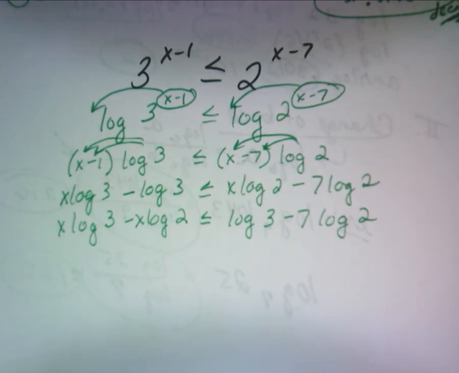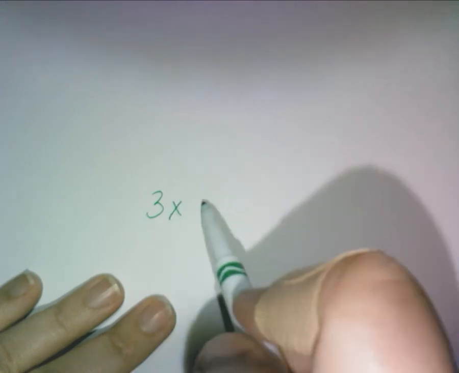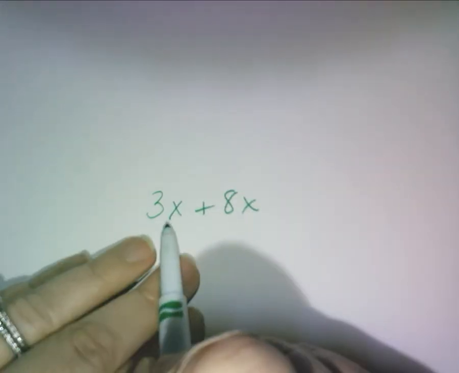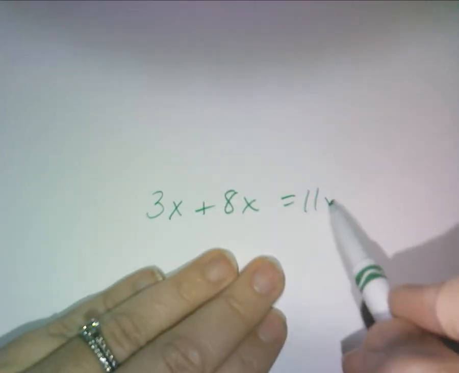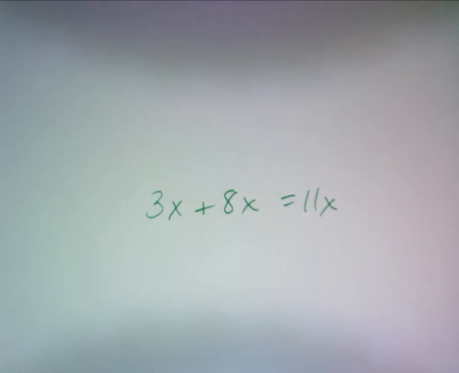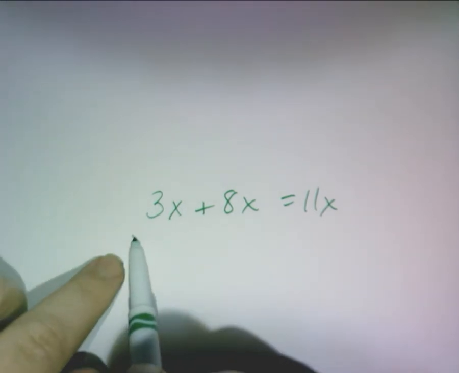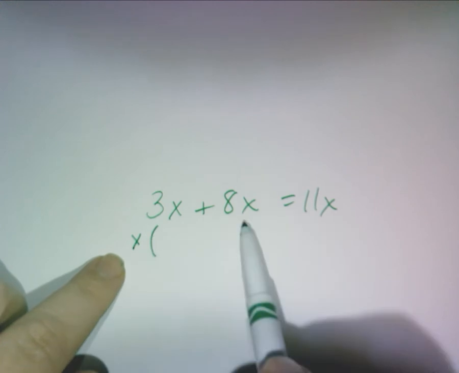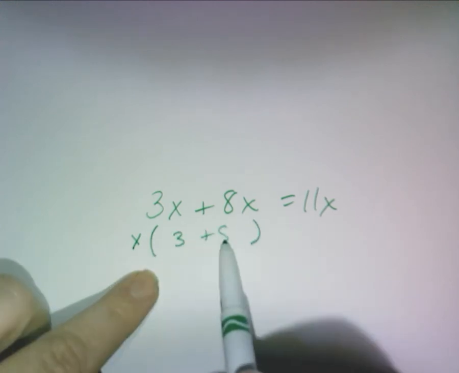Now what? This is the part where a lot of people always forget that they're allowed to do. How can I add them though? Calculator. No. Good try. I think you don't remember this, and that's okay. Because you were like, oh, if I have a 3x and an 8x, that's 11x, right? You would always do that. But do you know what you're actually doing? You're actually factoring out an x and leaving a 3 plus 8, which makes 11.